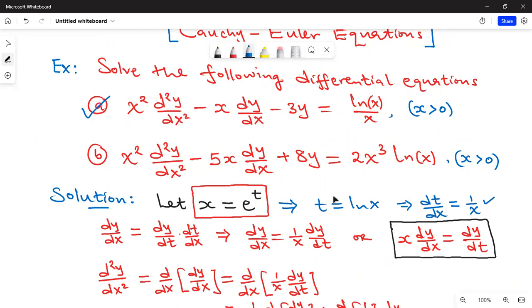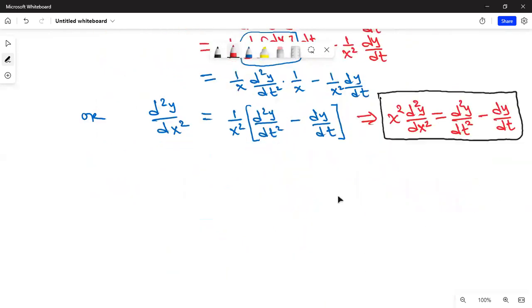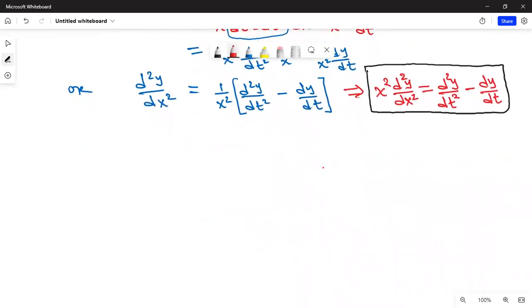So what you're going to do, where we have x squared d squared y dx squared, we are going to replace by what you have found there. And also replace where we have x times dy dx with what we have found there. Where we have ln x, we have said ln x is the same as t. It's also very important. Where we have ln x, that would be the same as t. So let me rewrite part A so that I show you how to transform it.